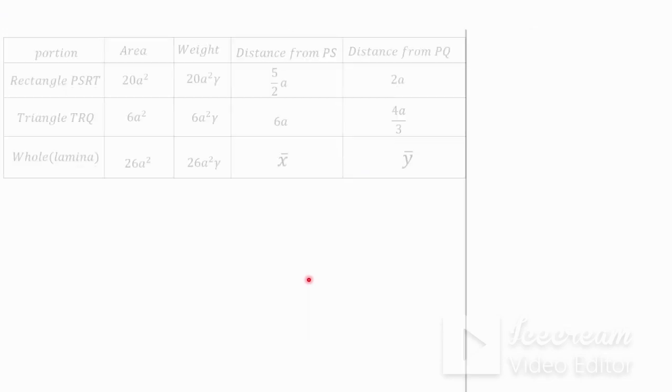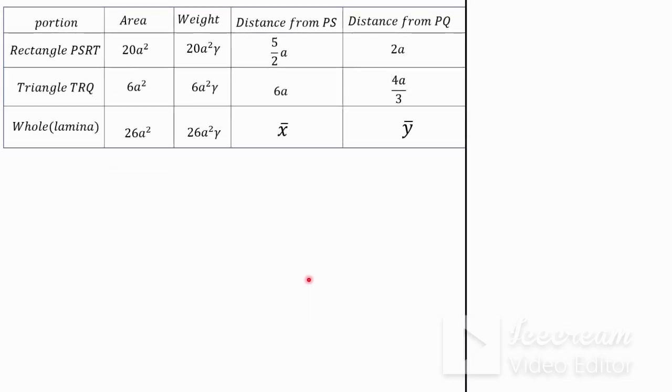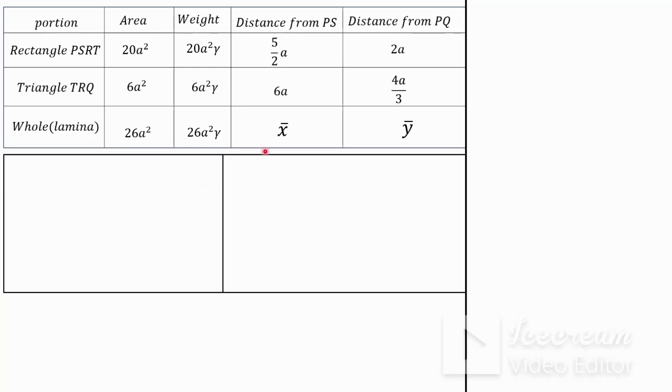Of course, as I said, we are then going to determine the values of x bar and y bar, knowing that x bar is the distance from PS of the center of mass of the lamina, and y bar is the distance from PQ of the center of mass of the lamina. So what can we do in order to determine the values of x bar and y bar? Let us first start by determining the value of x bar. To determine the value of x bar, we simply need to take the moment about PS.